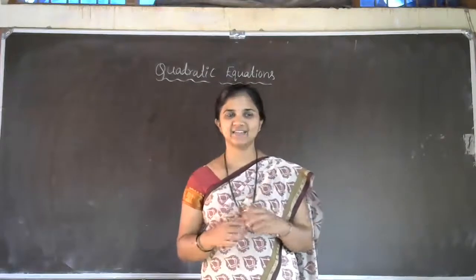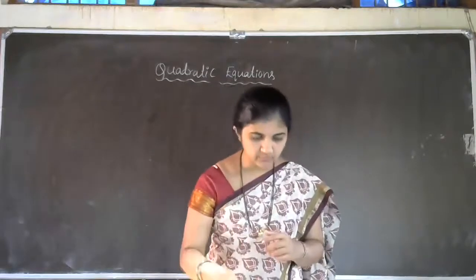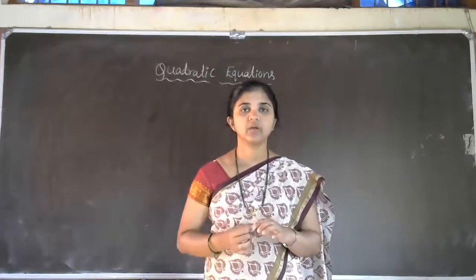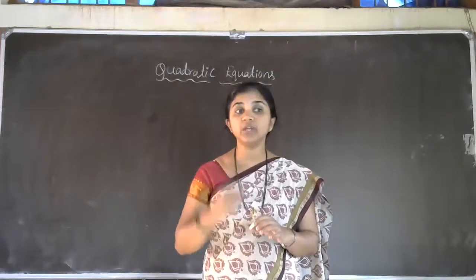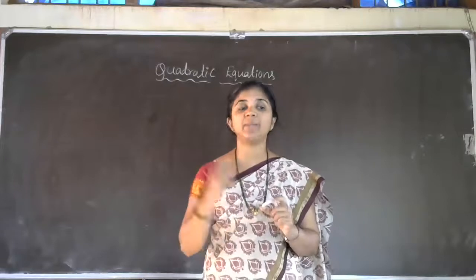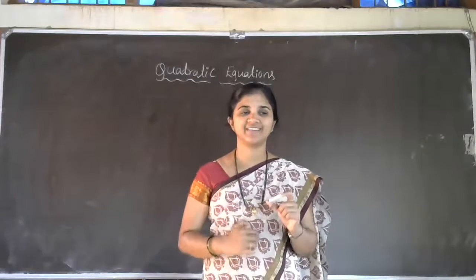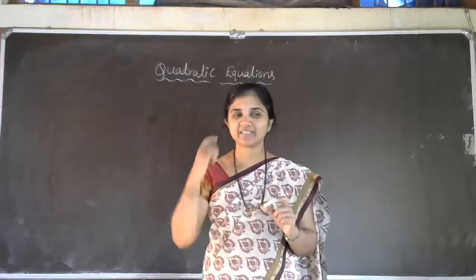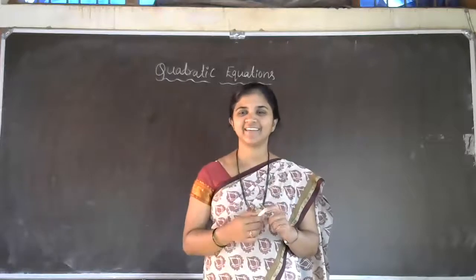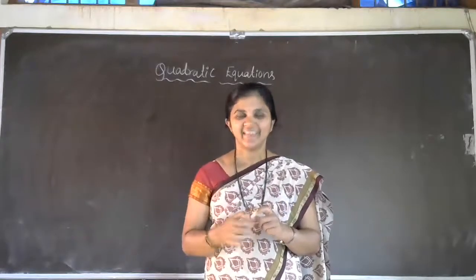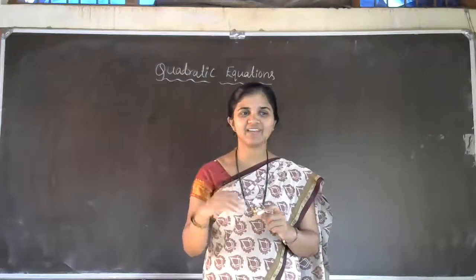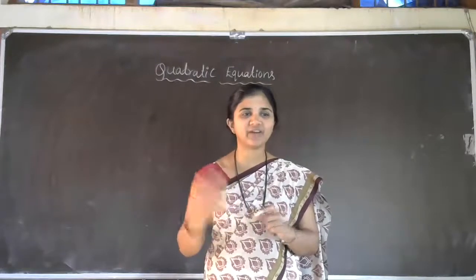The polynomials with highest degree of 2 are called quadratic equations. You said polynomial. No, I'm asking about the equation. I'm asking about equation, Aniket. Yeah, the answer is right. But instead of using that polynomial, what do we have to take?